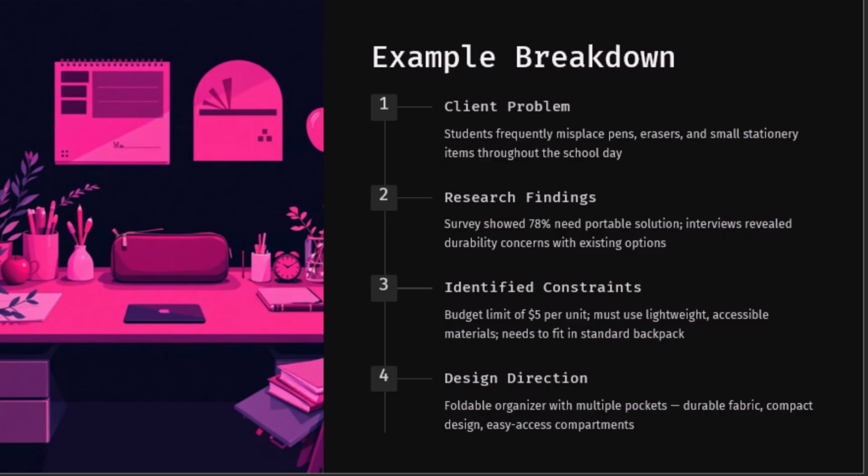What's an example of a breakdown? We have a client problem: students frequently misplace pens, erasers, and small stationery items throughout the school day. What are the research findings? A survey showed 78% need a portable solution. Interviews revealed durability concerns with existing options. What were the constraints I identified? Budget limit of $5 per unit, must use lightweight, accessible materials, needs to fit in a standard backpack. Design direction: foldable organizer with multiple pockets, durable fabric, compact design, easy access, compartments.